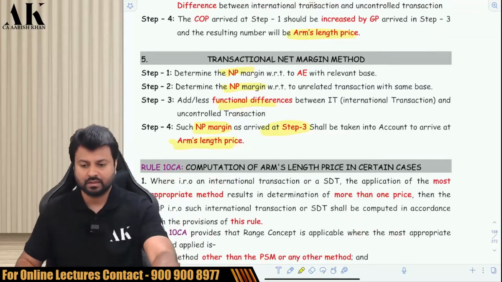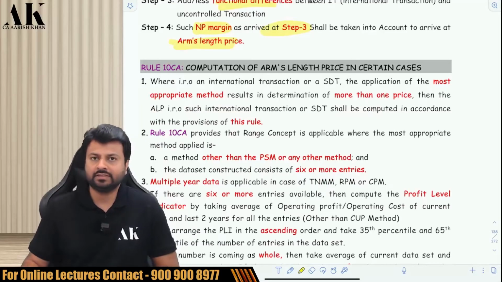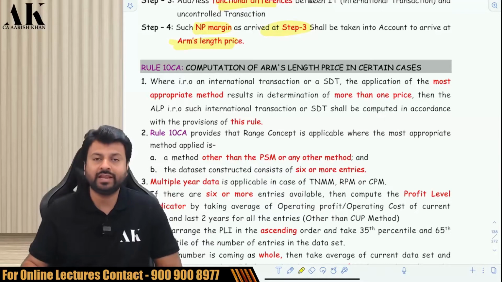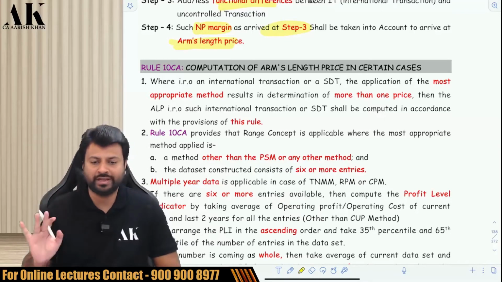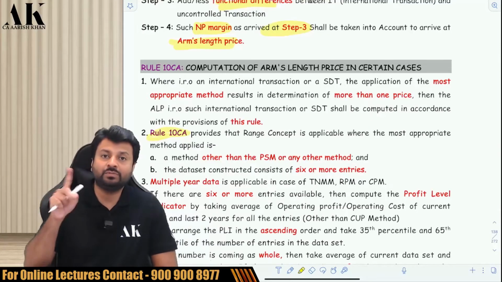Check it please. So let's move ahead with the next point, and that is a very important point in practical life. Generally, when you compute arm's length price, you may have more than one arm's length price, so which one to take? Then you have to follow the range concept, which is given under rule 10CA. So rule 10CA is applicable if there is more than one arm's length price.